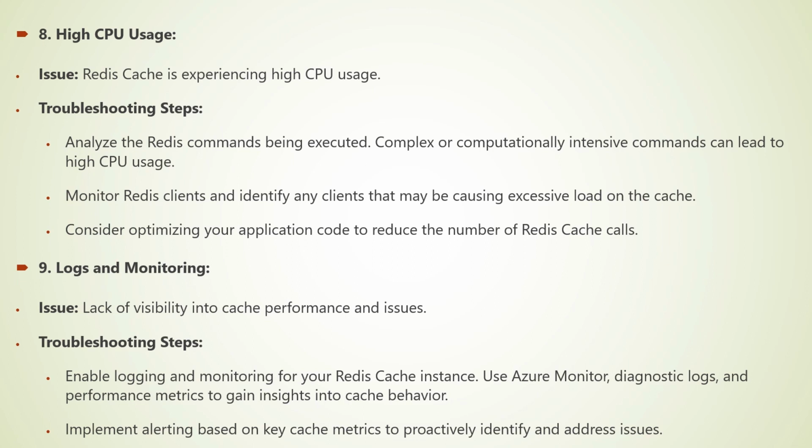9. Logs and monitoring. Issue: lack of visibility into cache performance and issues. Troubleshooting steps. Enable logging and monitoring for your Redis cache instance. Use Azure Monitor, diagnostic logs, and performance metrics to gain insights into cache behavior. Implement alerting based on key cache metrics to proactively identify and address issues.